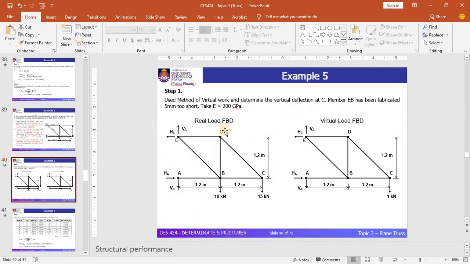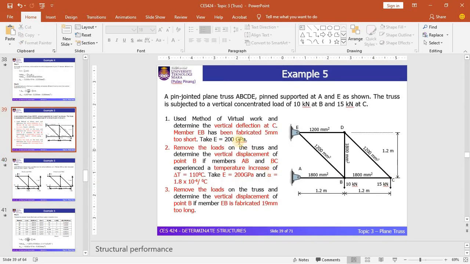two diagrams, the real load free body diagram and the virtual load free body diagram. For the real load, you just copy down the actual diagram in the question and find all the internal forces in each member. And for the virtual load diagram, you need to apply 1 unit load at the joint C downward, since we need to find the vertical displacement at the joint C.